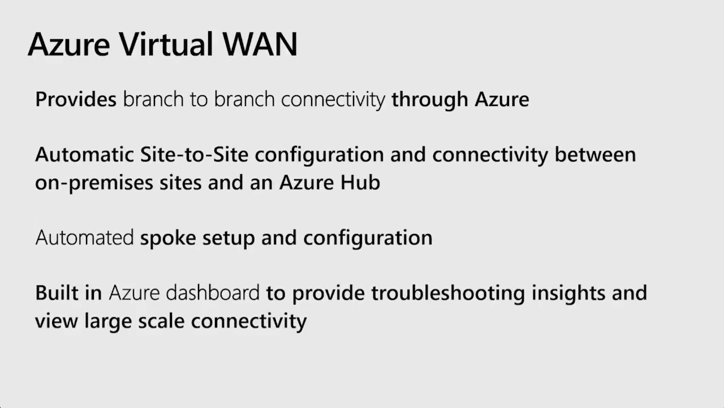With Azure Virtual WAN, we can provide connectivity between two of your different physical on-prem branches through Azure itself. This gives us an automatic site-to-site configuration and connectivity between these on-prem sites and an Azure hub. In essence, it gives us an automated spoke setup and configuration when we step through the processes, and a built-in Azure dashboard to give us some troubleshooting insights and view our connectivity on a larger scale.